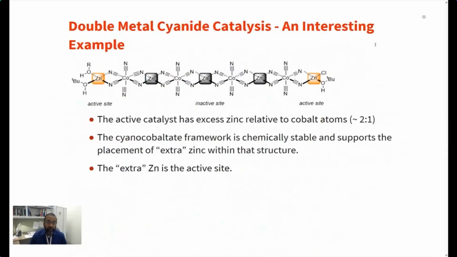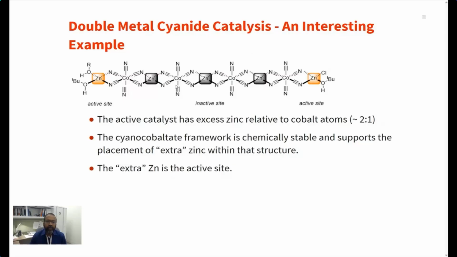For the last part of my presentation, I'll discuss an entirely different catalyst called the double metal cyanide catalyst, and this offers an interesting example. The catalyst is heterogeneous in nature, so the precise structure is unknown, and I've shown you a structural representation. The active catalyst has extra zinc relative to these cobalt atoms.